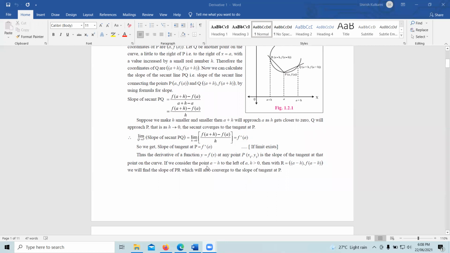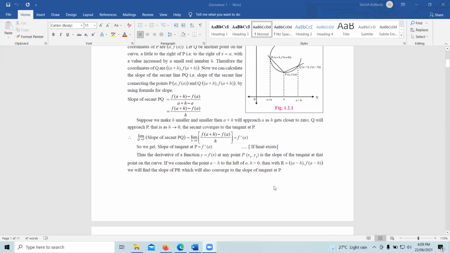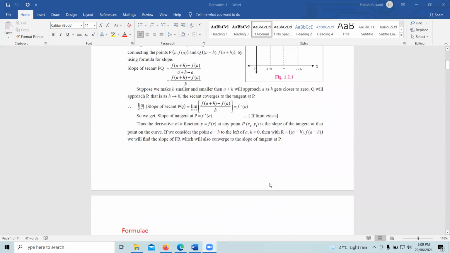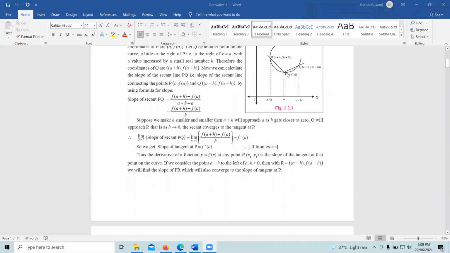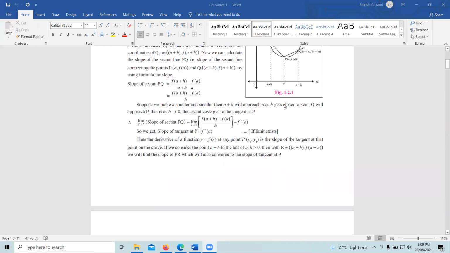If we consider the point a minus h to the left of a, with h greater than 0, and the point R as a minus h comma f of a minus h, we will find the slope of PR, which also converges to the slope of the tangent at P. This shows the geometrical interpretation of the derivative: it is nothing but the slope of the tangent at point P.